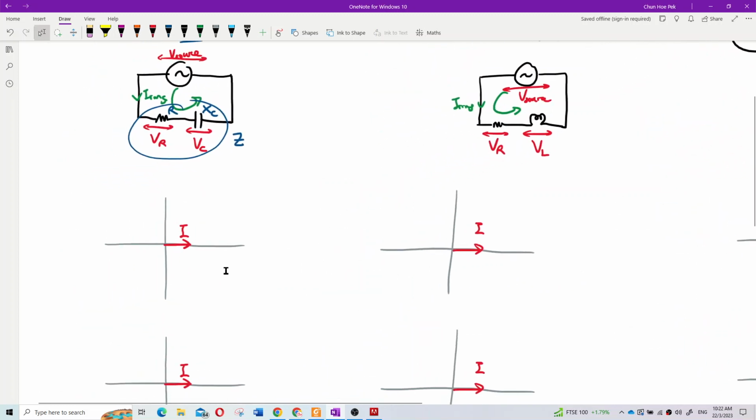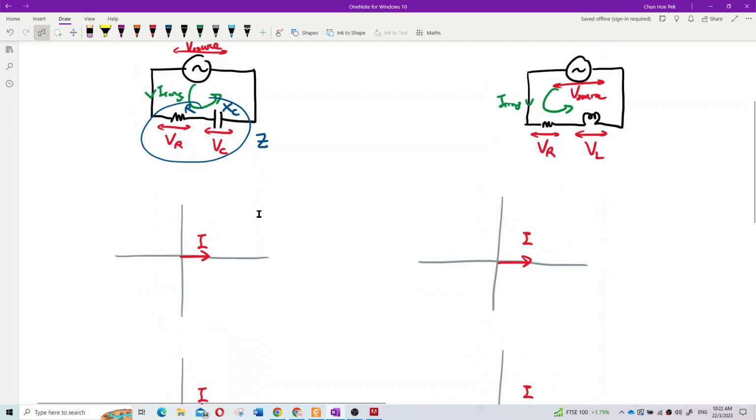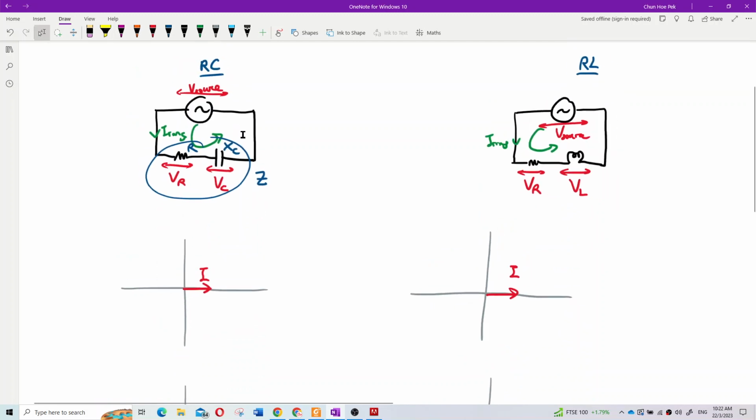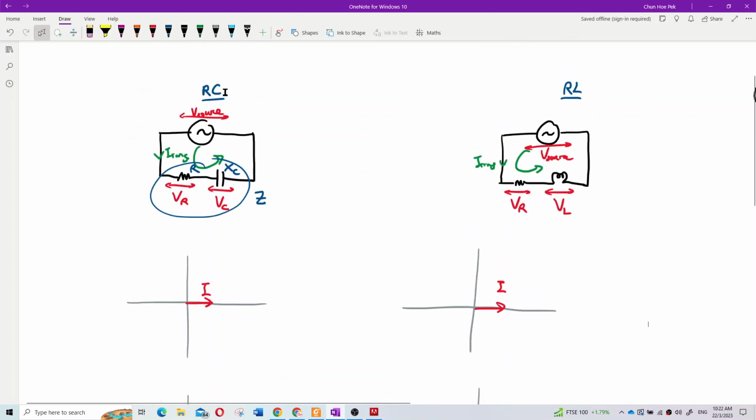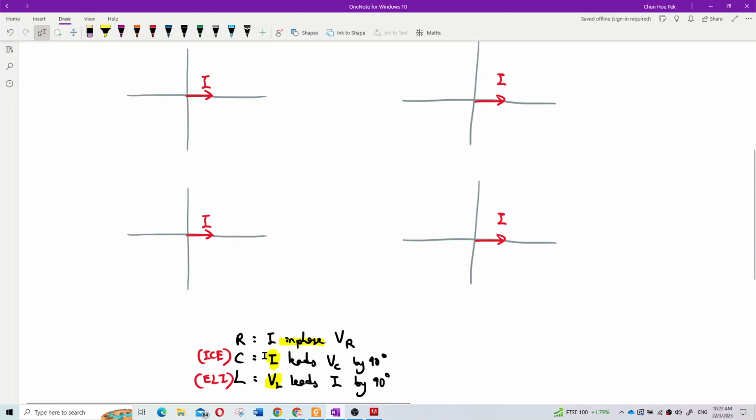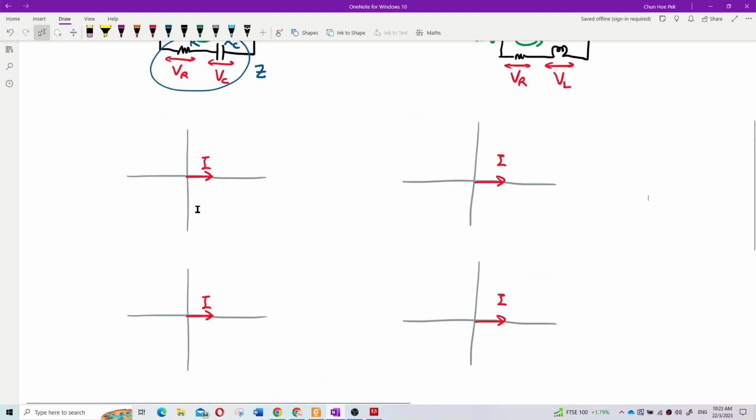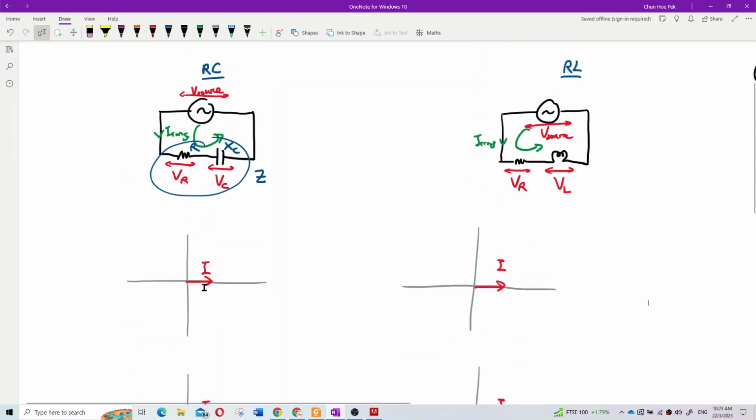Now let us look at the RC circuit, with a resistor and capacitor. For the resistor, the current is in phase with the voltage. So we see the current at the x-axis, and we can say VR is over here. Understand? VR is in phase with current, so they rotate together.